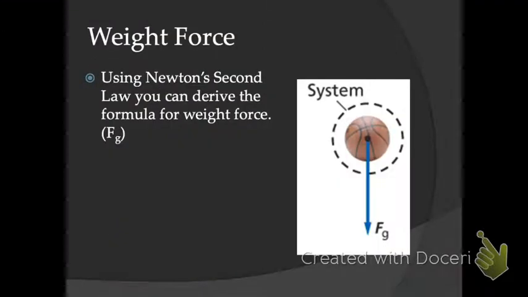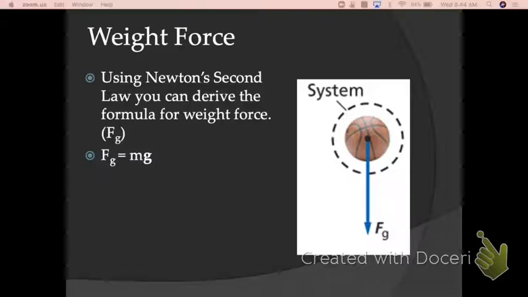When we look at the force for weight, we call it Fg, or the force due to gravity, or the gravitational force, right? Those mean the same thing. We can take Newton's second law, F equals ma, and apply it directly to gravity for the weight force. So instead of F net equals ma, now we have Fg equals m times g.